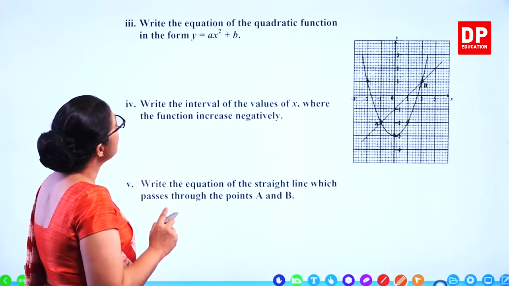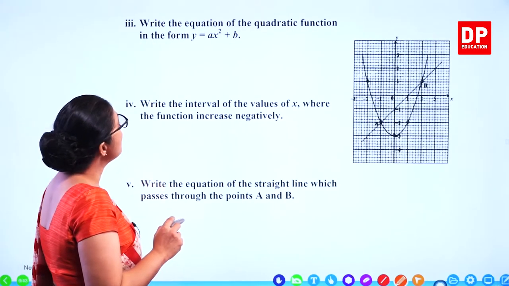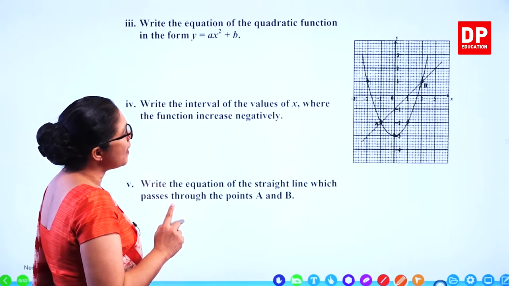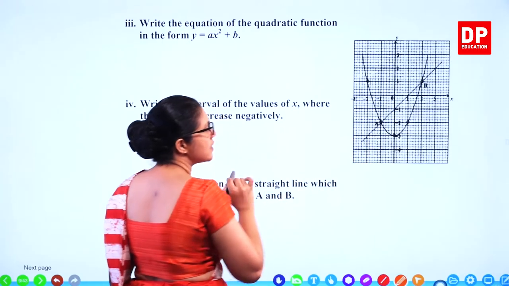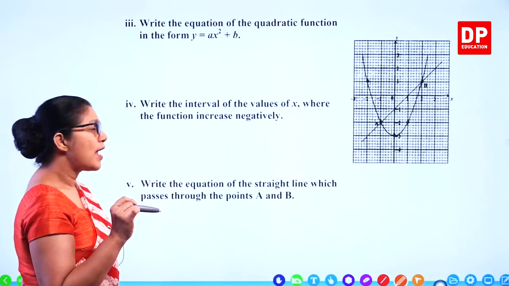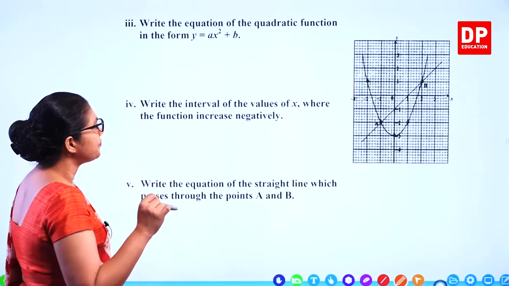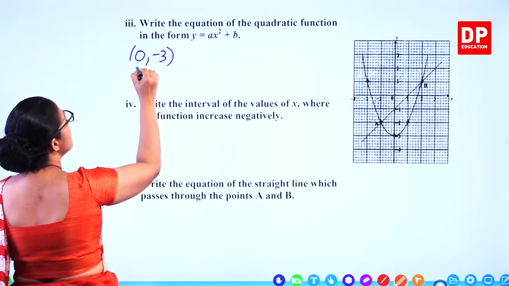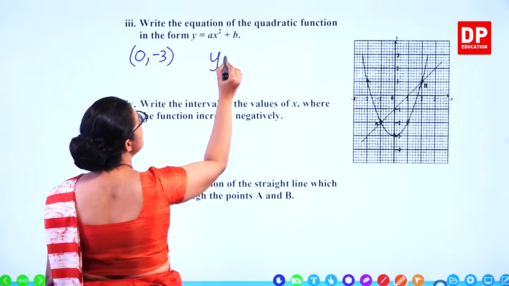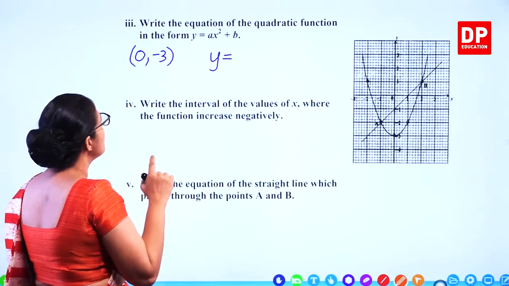Part 3, write the equation of the quadratic function in the form y equals ax squared plus b. We know the minimum point. With the minimum point, how can you write down the equation? The minimum point is (0, -3). We can easily write down the equation using that.